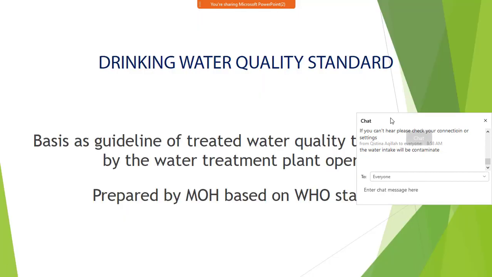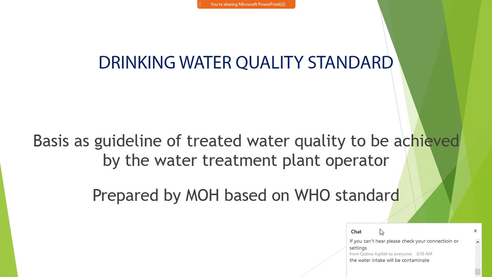Okay. Now we have another regulation for the drinking water quality. For drinking water, it means the water that will be distributed in the pipelines, in the water lines. Okay, the water distribution network. So this is called drinking water.